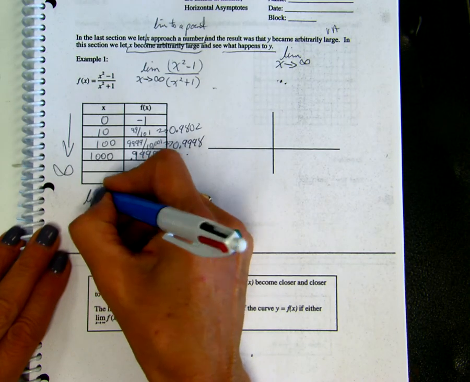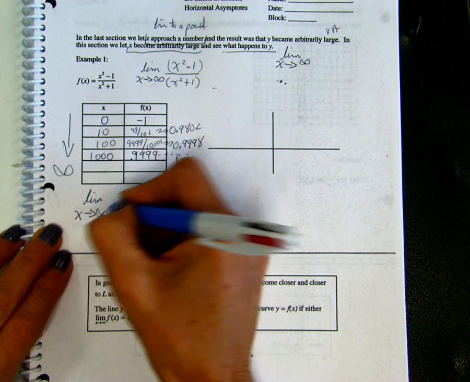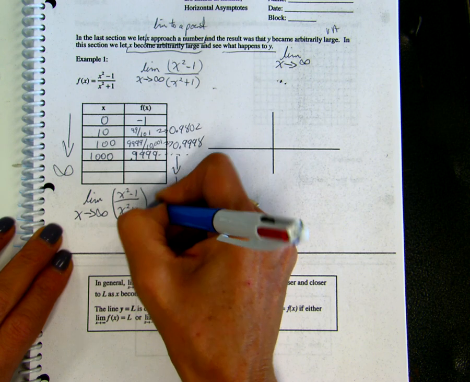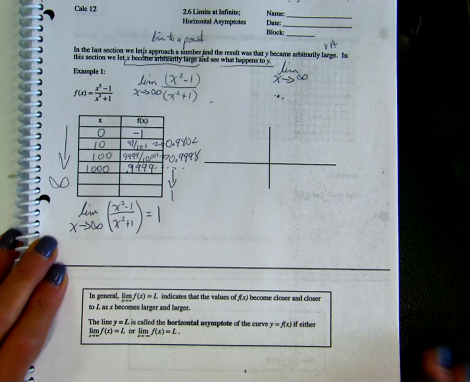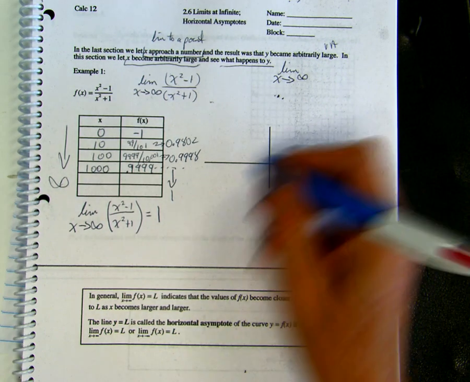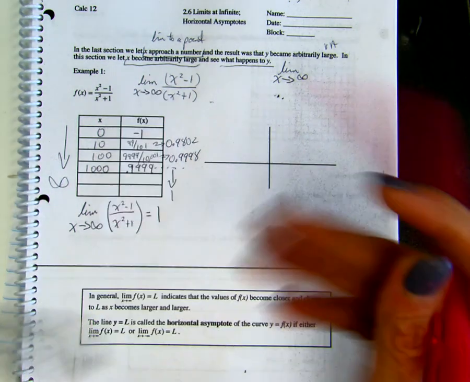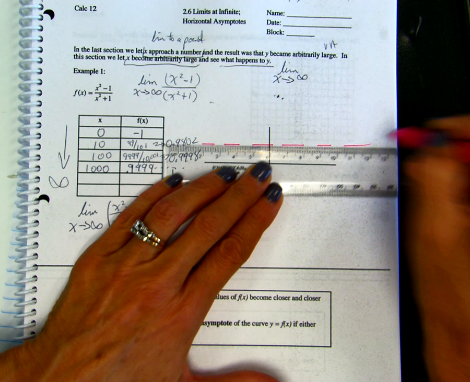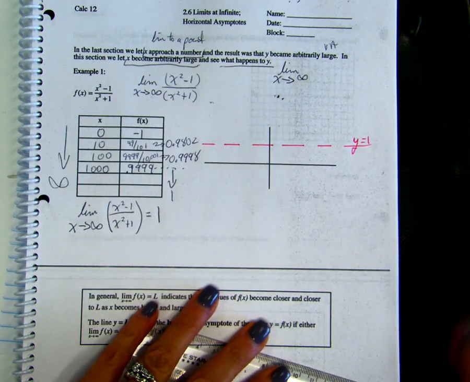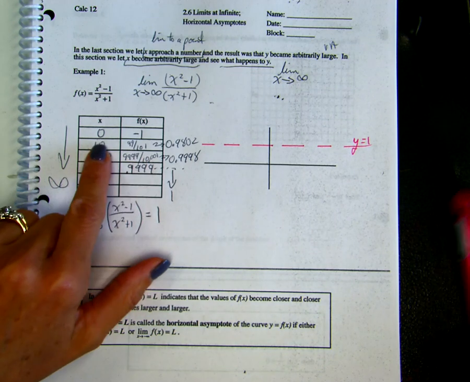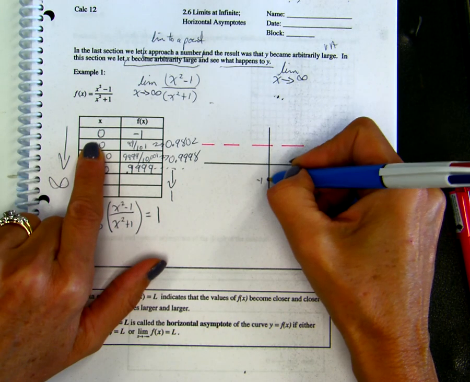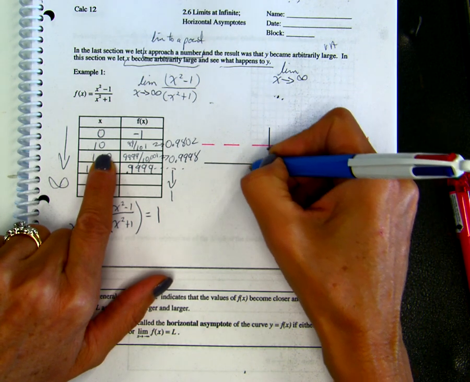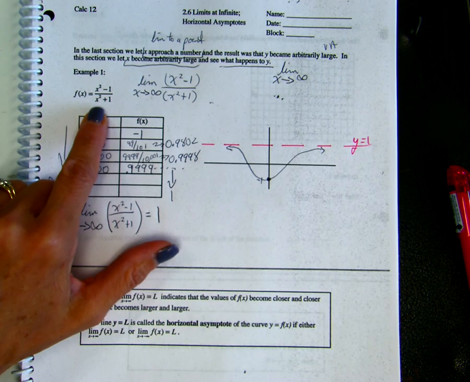It's getting closer to 1. The way you would write it is the limit as x approaches infinity of this function, x squared minus 1 over x squared plus 1. That limit is equal to 1. If you were to graph it, then you know that you would get a horizontal asymptote at y equals 1. And we can see that at x equals 0, y is -1, so I've got that point on there. And my function comes up to this horizontal asymptote.